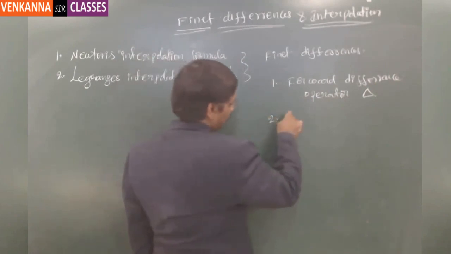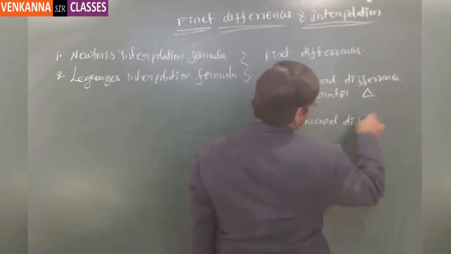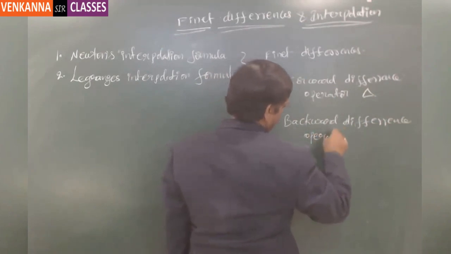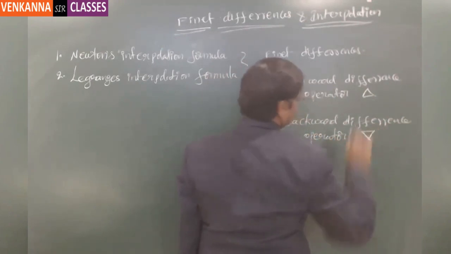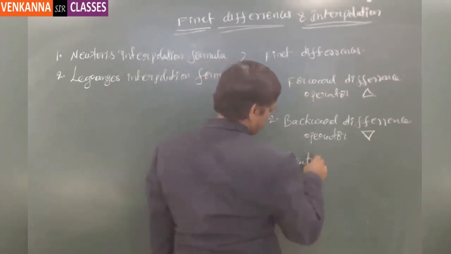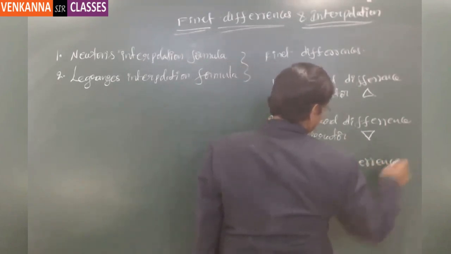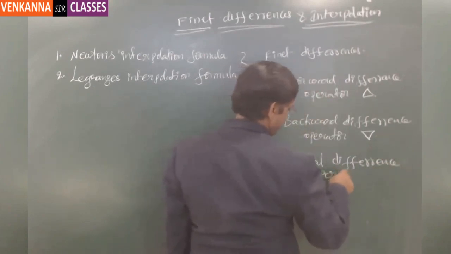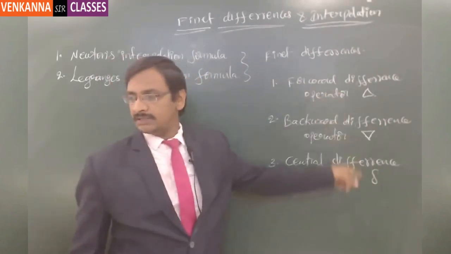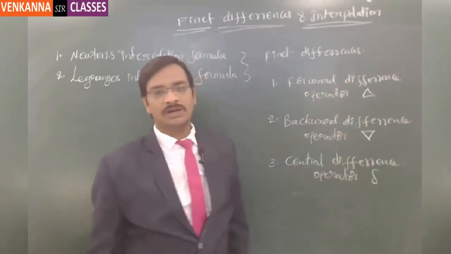And the second one is the backward difference operator, and this is represented by the letter del. And the third one is the central difference operator, and this is this kind of delta. So this is also a delta and this is also a delta. This is called del. And here these two are called del, but with different kinds of symbols.